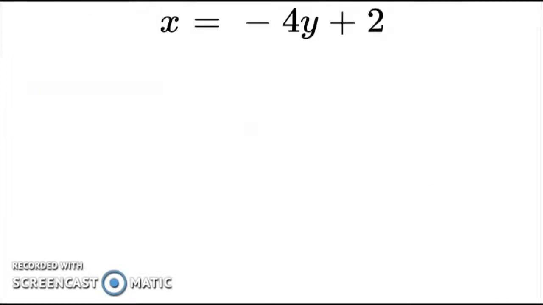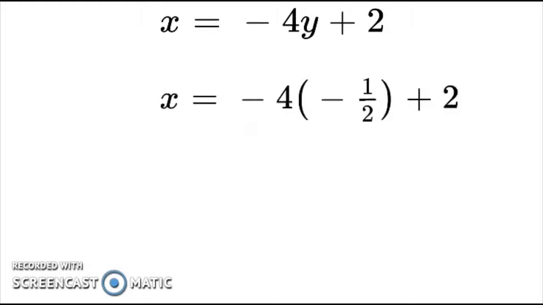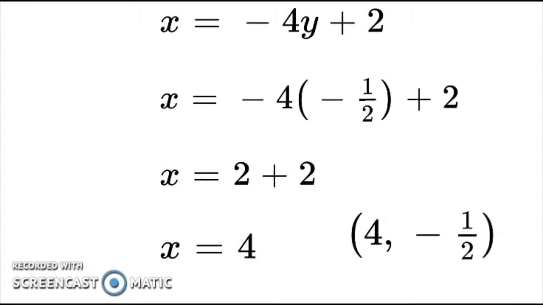So now I need to substitute this in for y. I'll do that in the first equation. So negative 4 times negative 1/2 is positive 2. 2 plus 2 is 4. So my ordered pair is going to be 4 and negative 1 over 2 for my answer.